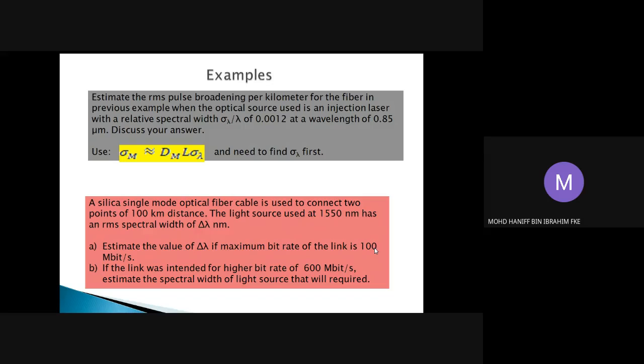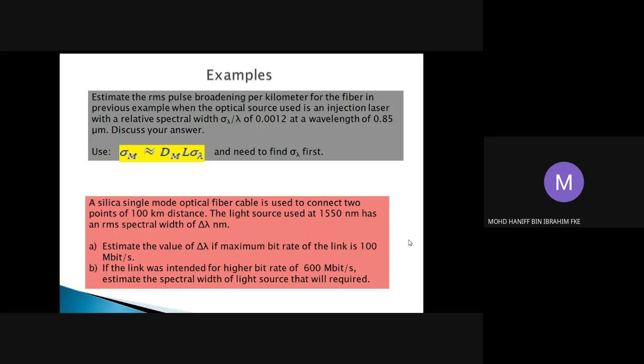In this particular case, we are referring to the RMS value, because the question gives the RMS spectral width of delta lambda. So we have to consider that the pulse spreading value should be the RMS value. The bit rate equation that should be used is BT equals 0.2 over sigma. The sigma here will be the pulse spreading due to material dispersion.